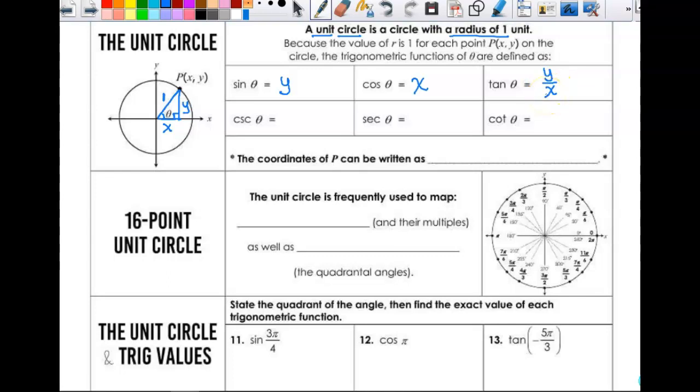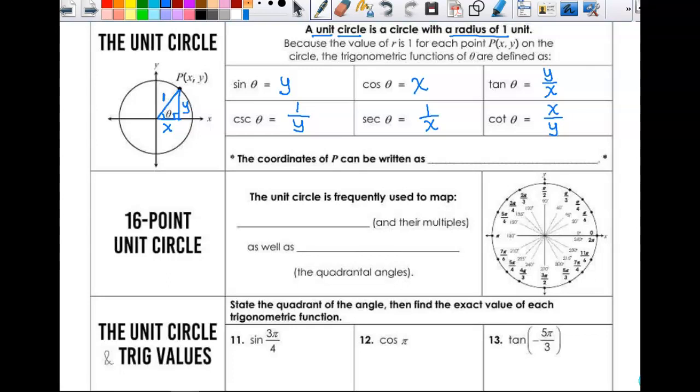Then we have our reciprocals, which we're going to get to those values pretty soon too. The cosecant of theta would be the reciprocal of what? Sine, which is 1 over y. Secant, 1 over x. Cotangent, x over y.